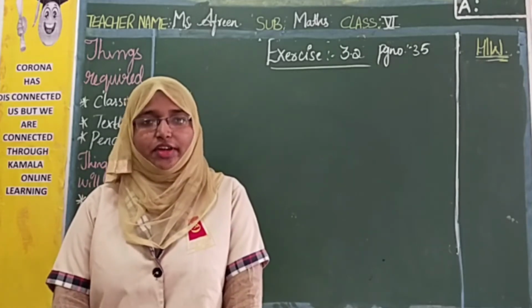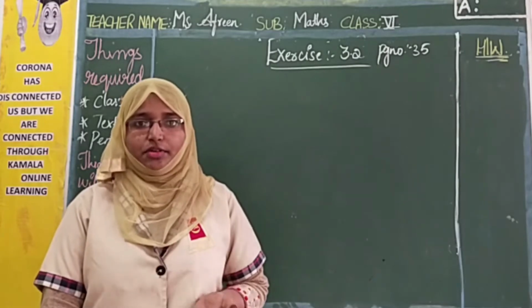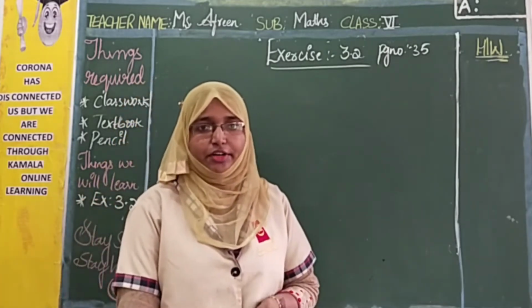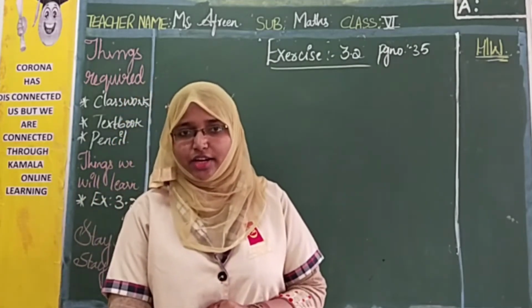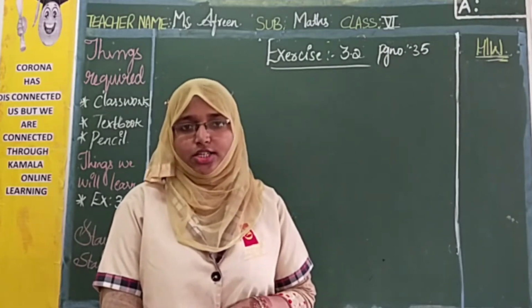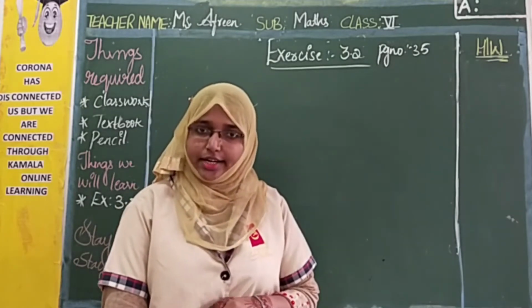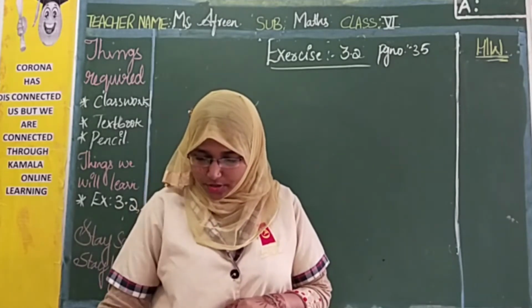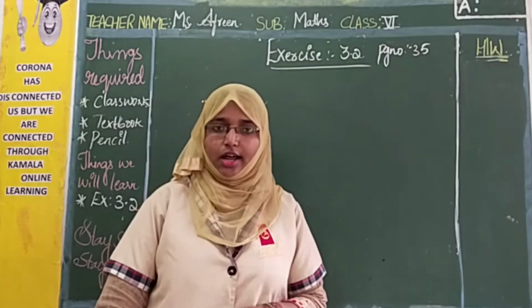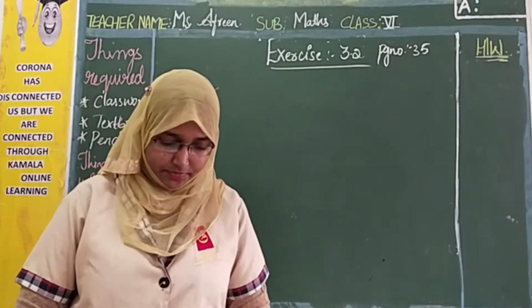So in the last session, we have already discussed some concepts, that is factors, prime numbers, co-prime, twin primes, and I hope you have written those definitions in your classwork and you have learned them. Now based on this, we have our exercise 3.2. So before starting, I request everyone to please open your classwork, textbook and pencil. Open page number 35 in your classwork. Exercise 3.2. I hope everyone is ready.